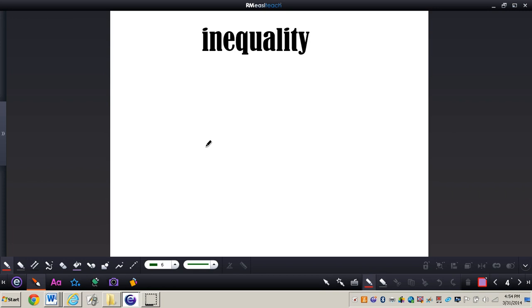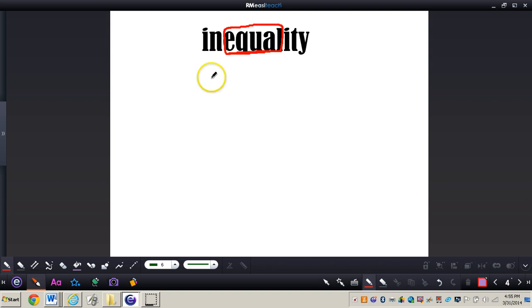Now, it is important to know that the root word within inequality is equal. You could probably all figure that one out. It's important that an inequality compares two unequal quantities. So inequality here is comparing two unequal quantities.